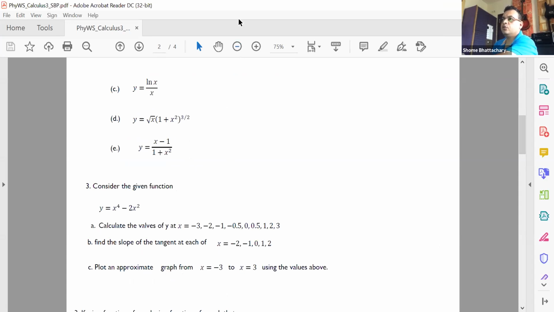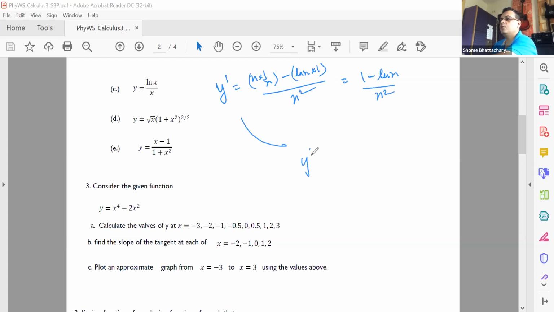Before I come to the E part, you can see in some of these you have an option like ln x by x. You can treat it as a product of two things, or as the quotient of two things. Using the quotient rule, the differentiation of y becomes denominator into differential of numerator minus numerator into differential of denominator, divided by denominator square. So it is (1 minus ln x) by x square.